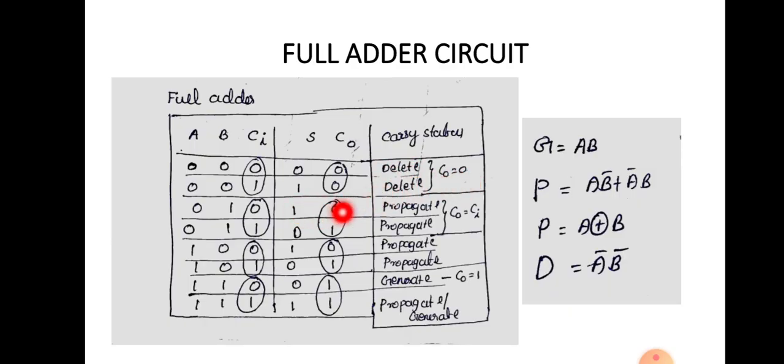In the next two cases you can see that the carry output is 0 and 1, and the carry input was 0 and 1, so the same carry is propagated to the output. So we can say that the carry status is propagate. That means whatever the carry input is, that will be the carry output: Co equal to Ci. Similarly, in these two cases also the carry output is 0 and 1 and the carry input is also 0 and 1. Whatever the carry input, it will be propagated to the output. So here also the equation is the same, Co equal to Ci.